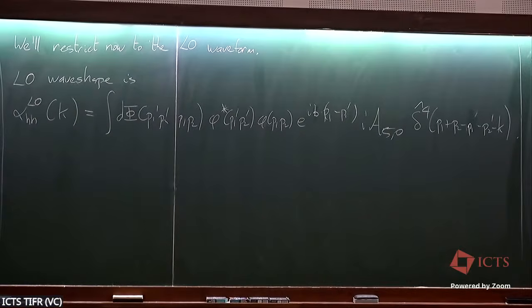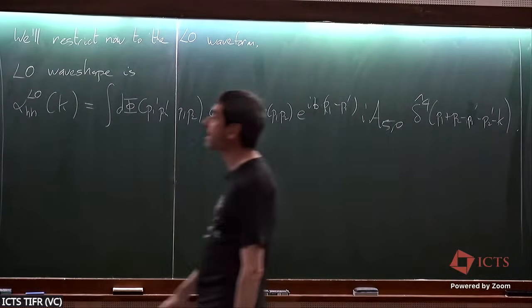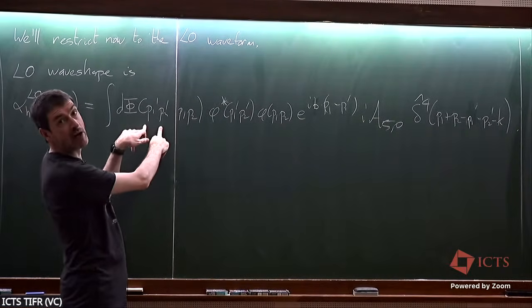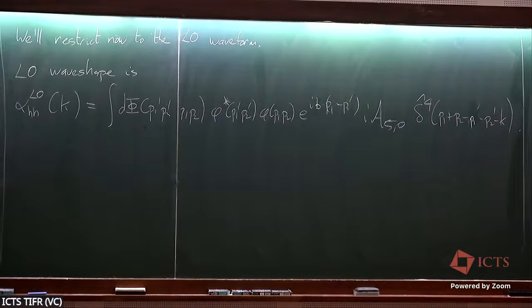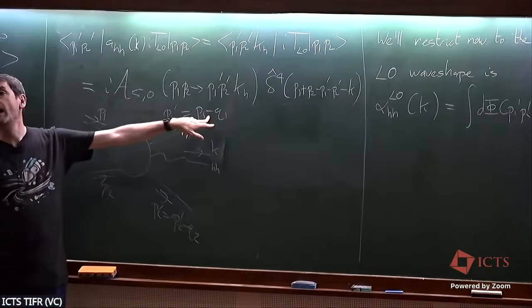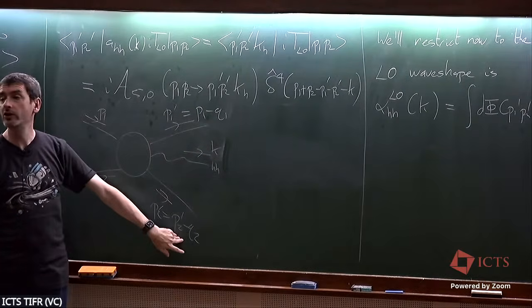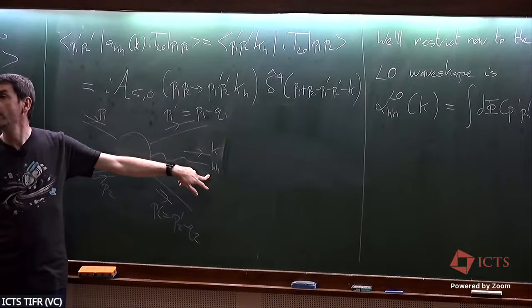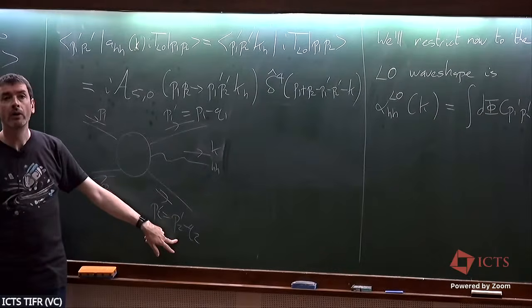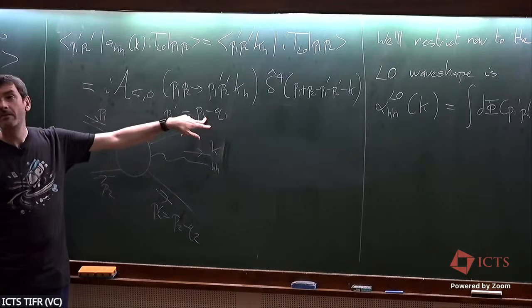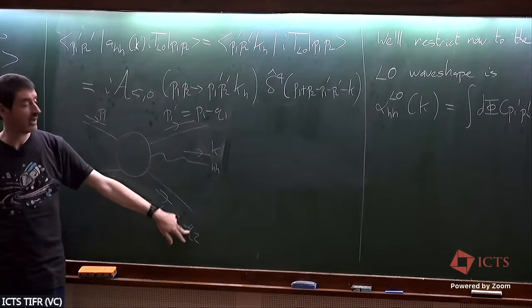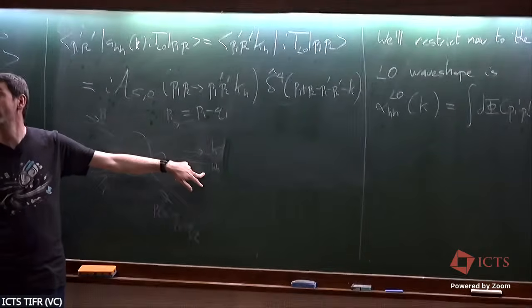Okay, so to make progress, I'm going to change the variables of integration in these p prime integrals, and I will do it with reference to this picture here. So I'm going to redefine p1 prime to be p1 minus q1, and p2 prime to be p2 minus q2. So the idea here is in the scattering, I'm losing some amount of momentum q1 from the first particle and some amount of momentum q2 from the second particle, and shooting that all out as gravitational waves with momentum k, which is q1 plus q2.